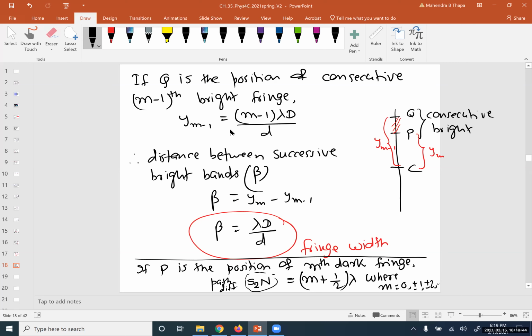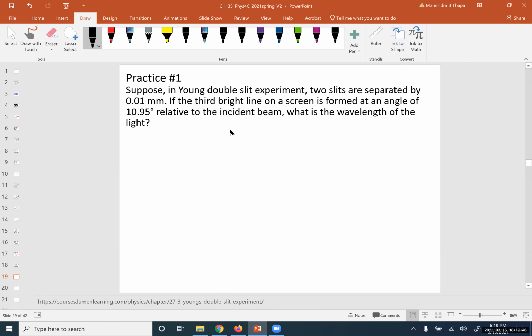If you understand this point, you can answer this question. Suppose in Young's double slit experiment, two slits are separated by this many centimeters. If the third bright line on the screen is formed at an angle of 10.95 relative to the incident beam, what is the wavelength of the incident light?